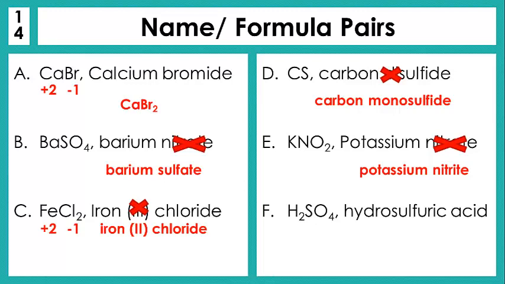And lastly, I have H2SO4, and we're calling that hydrosulfuric acid. So whenever I name an acid, I gotta look at the thing that isn't hydrogen. So SO4 is sulfate. So the name that matches up to that is going to be sulfuric acid. There's no hydro because I have sulfate, and the ic acid ending matches up to the ate ending.